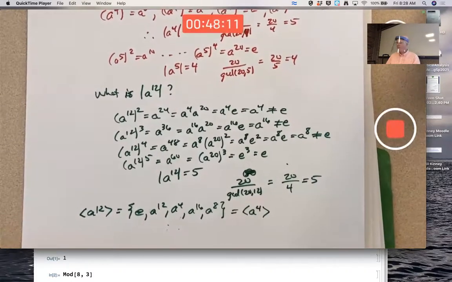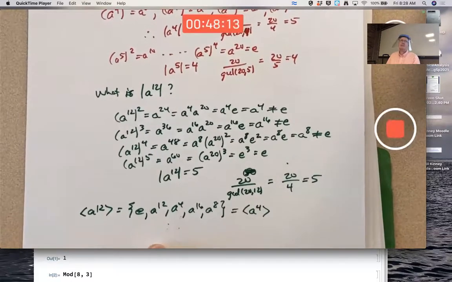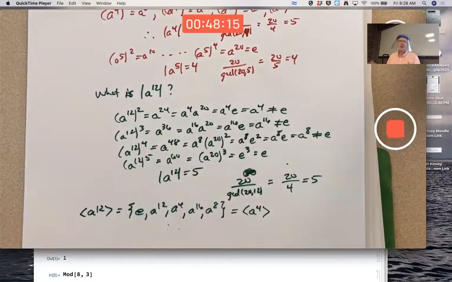And I hope you remember, when you write sets, you don't have to write things in the natural order. The order doesn't matter. So it doesn't matter that I'm jumping around here with these powers. The set is still the same. Got the same elements.